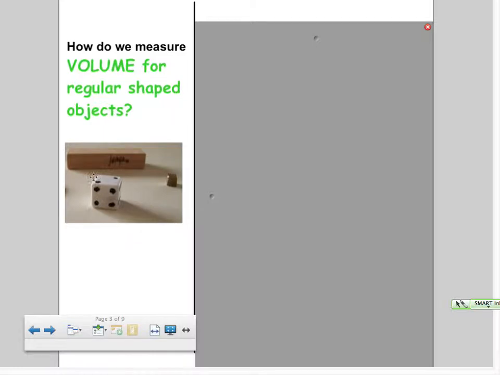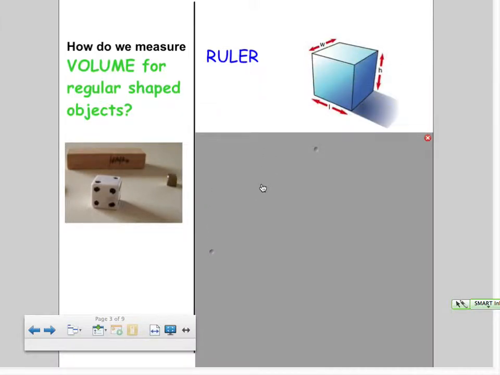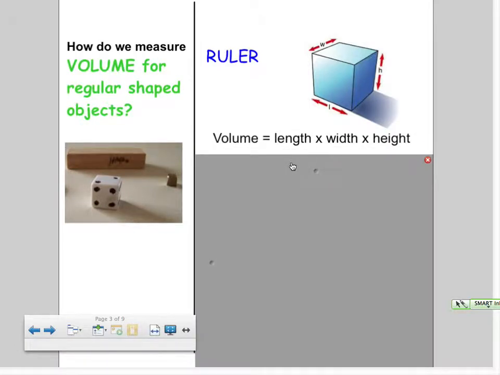Now, regular shaped objects are objects that have distinct, straight, easy lines that you can put a ruler to, and they are normal shapes on all sides. So, for example, we're going to use a ruler. Here is a box or a cube, and the way that we find volume using a ruler is we have to multiply the length times the width times the height.